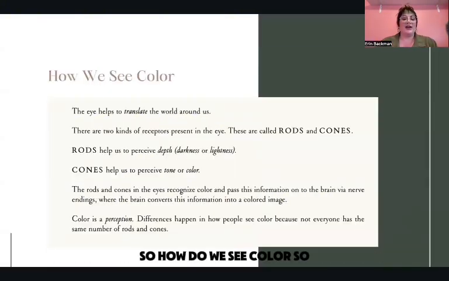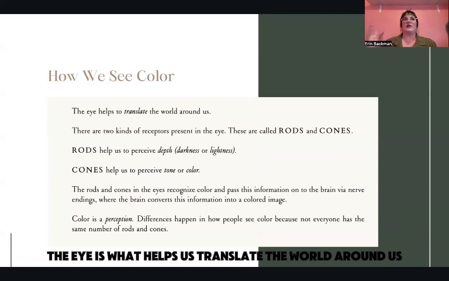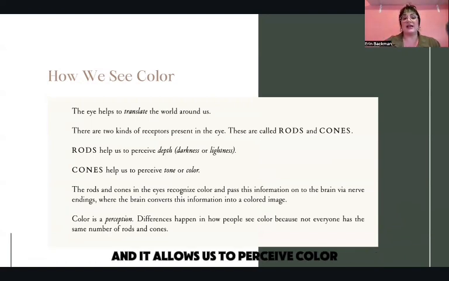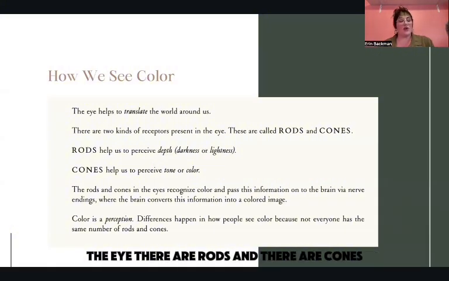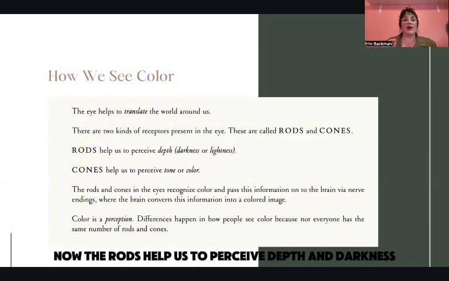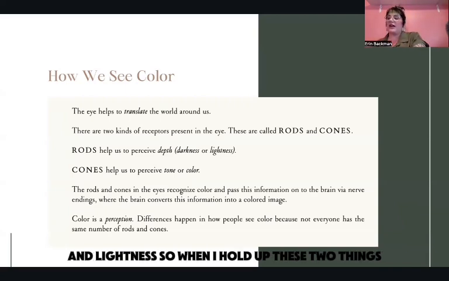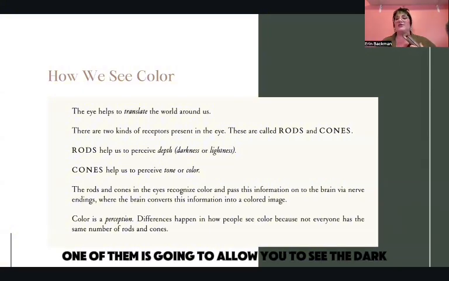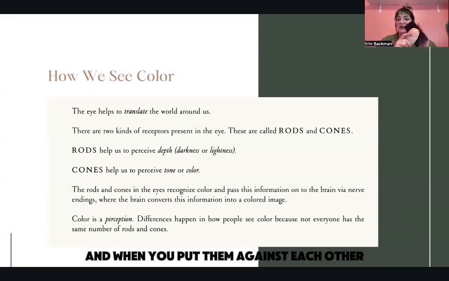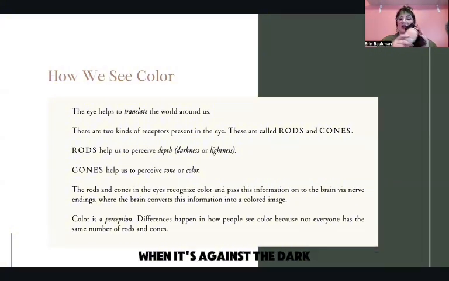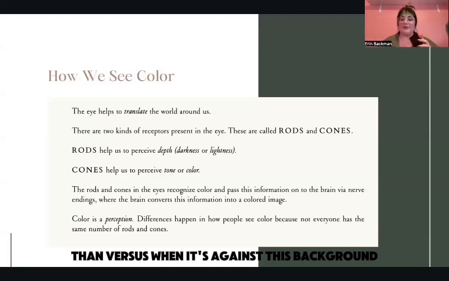So how do we see color? The eye is what helps us translate the world around us, and it allows us to perceive color. There are two main kinds of receptors present in the eye: rods and cones. Now the rods help us to perceive depth and darkness and lightness. So when I hold up these two things, one of them is going to allow you to see the dark of the phone and the lightness of the mouse. And when you put them against each other, we're able to see the light so much more easily when it's against the dark than when it's against this background.